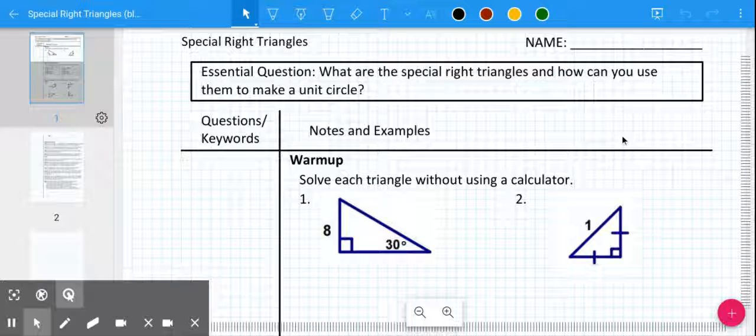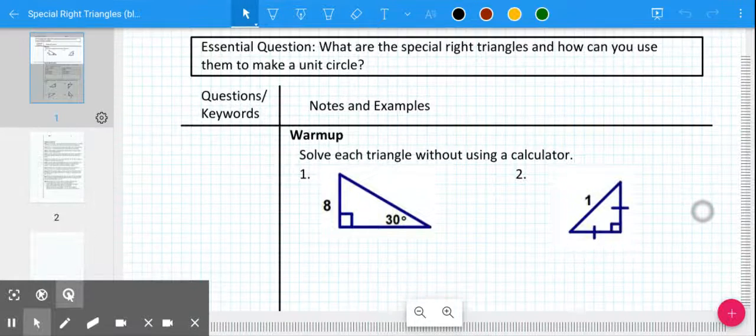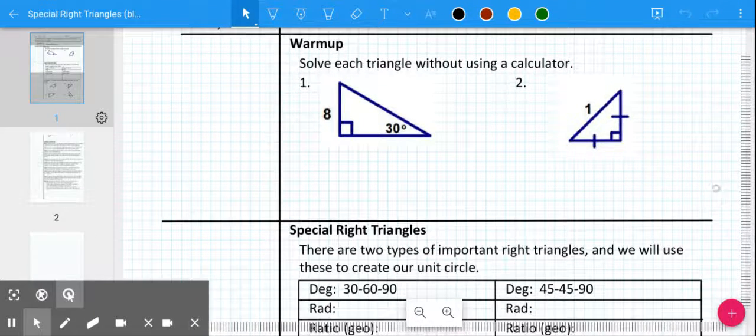Today we have a short video on special right triangles, and in this video we're going to take ratios that you probably already know but adapt them a little bit for trig.